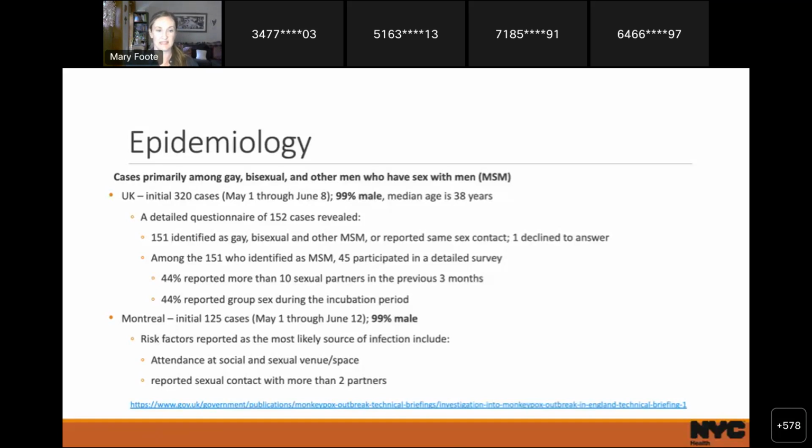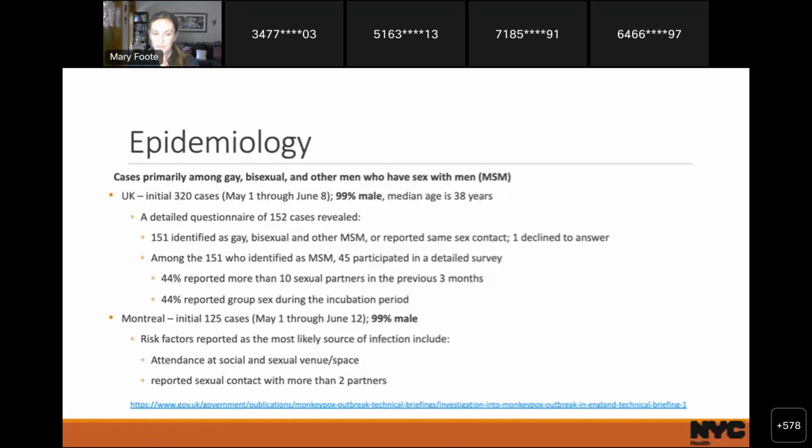And then they did a more detailed questionnaire with a subset of respondents just to get at some of the more likely risk factors for transmission. Among those who participated in the more detailed study, 44% had reported more than 10 sexual partners in the previous 3 months, and 44% had reported group sex during the incubation period. And this is really important when we're talking about being stewards of resources and knowing where to target our interventions.